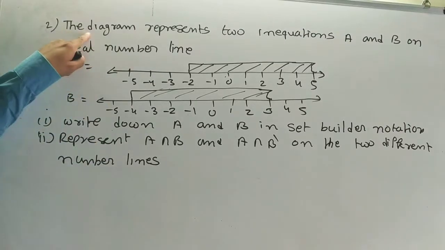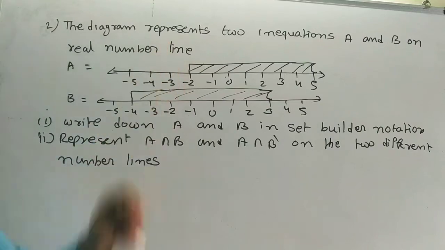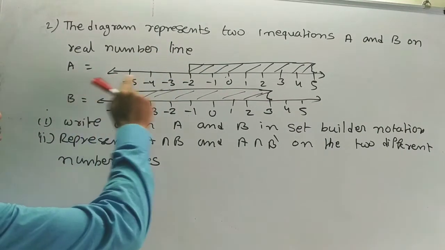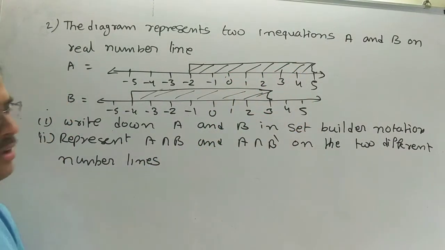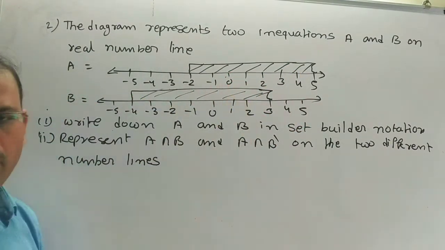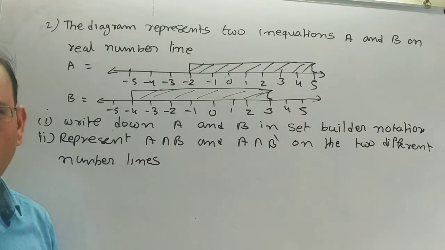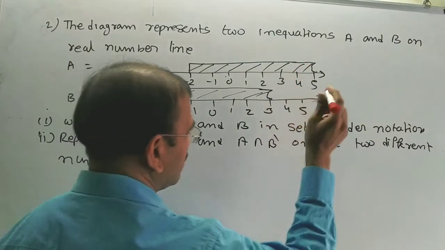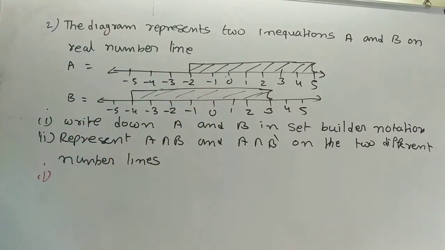Look at the next one. The diagram represents 2 inequations A and B on the real number line. If you notice, on the number line we can see the A value, and on the number line we can see the B value. We have to write it in set builder notation. So how are you going to write it in set builder notation? I will write the sign out. First, the answer for the first one.